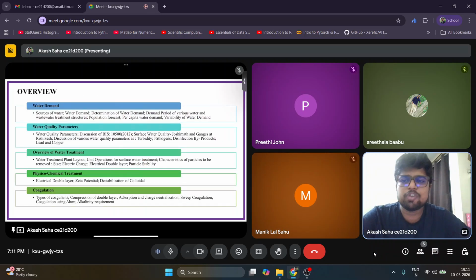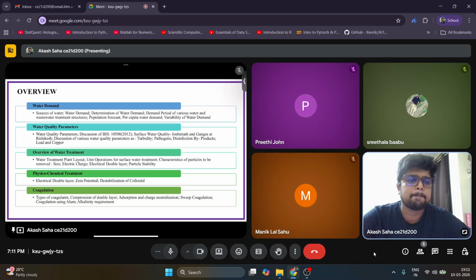So let us quickly have an overview of the contents of week 7. In the previous 6 weeks, we have seen all the concepts related to wastewater treatment. Now we are moving into the concepts of water treatment. In the following 6 sessions, we will be solving problems related to water treatment. We started off by learning what we mean by water demand, what the different sources of water are, how to determine how much water will be required for a community, and what the demand periods of various water and wastewater treatment structures are.